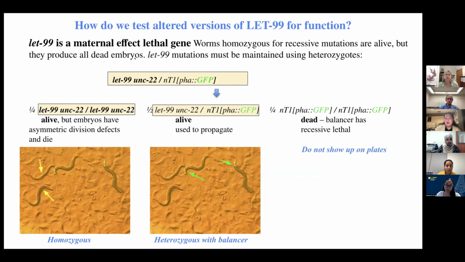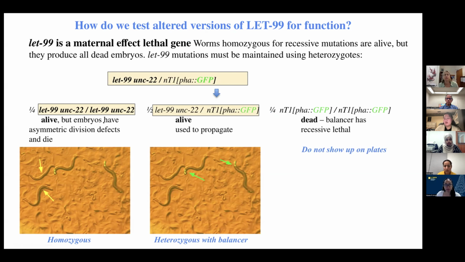So how do we test the altered versions of LET-99 for function? let-99 is a maternal effect lethal gene. Worms homozygous for the recessive mutant are alive, but they all produce dead embryos. So the let-99 mutant must be maintained as a heterozygote. We add a special chromosome that has GFP, green fluorescent protein, to differentiate it from the homozygous recessive mutant when picking, and we pick heterozygotes when we need to propagate the strain.